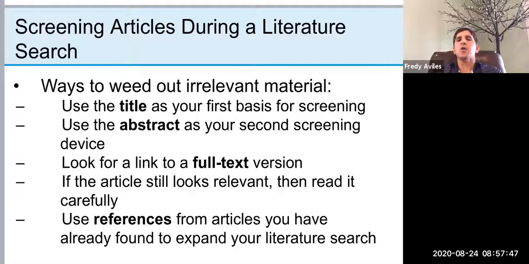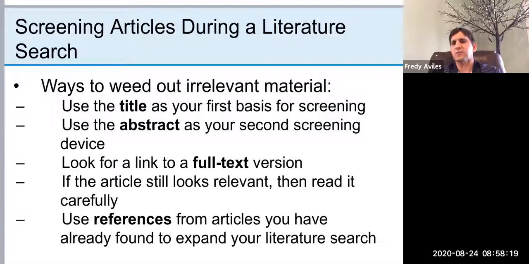You can also narrow down by abstract. Maybe you tell the search engine, or whatever tool you're using, that you want the keywords to appear in the abstract. Because when you do a search by keyword and you don't narrow it down, those keywords could be anywhere in the article. And if you specify the keyword needs to be in the abstract, then it'll narrow it down a little bit more. Look for a link to a full text version, okay?